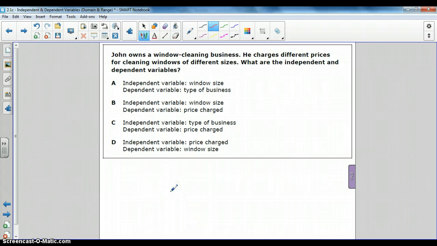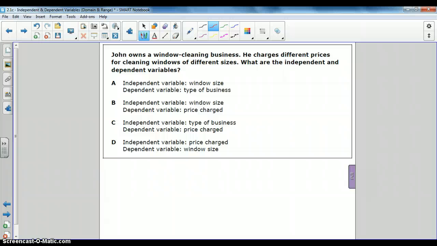Don't overthink these, okay? John owns a window cleaning business. He charges different prices for cleaning windows of different sizes. What are the independent and dependent variables? So what is my input? What am I putting in? And what am I getting out? So our independent or our input doesn't change.